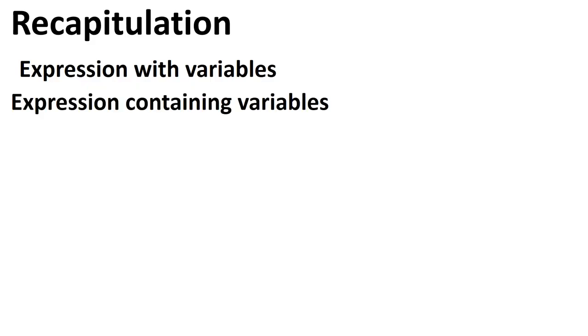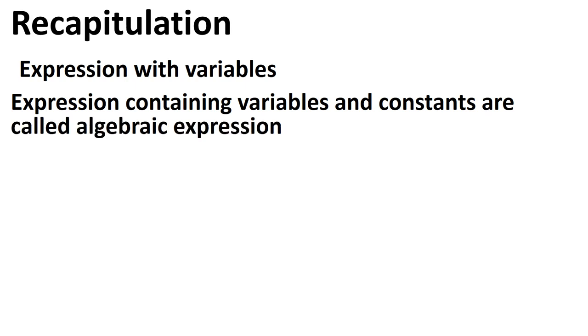We have done expression with variables. Expressions containing variables and constants are called algebraic expressions. Those expressions which have variables also and constants also are known as algebraic expressions. Variables are the letters, English letters that we use, and constants are the numbers.